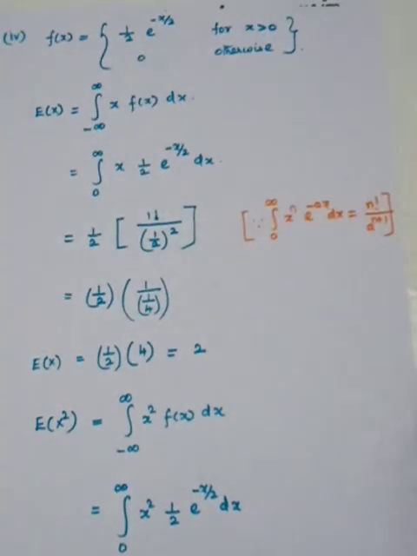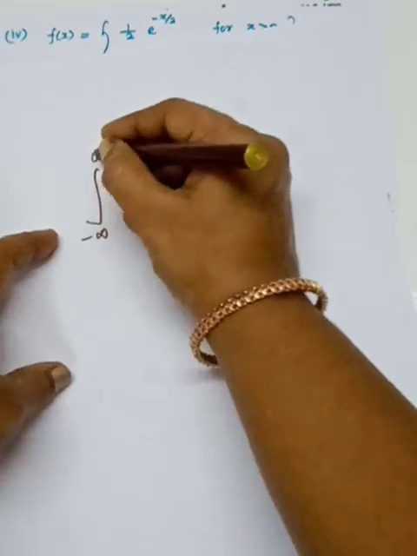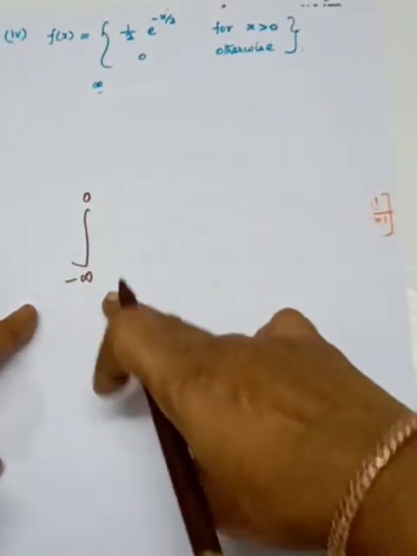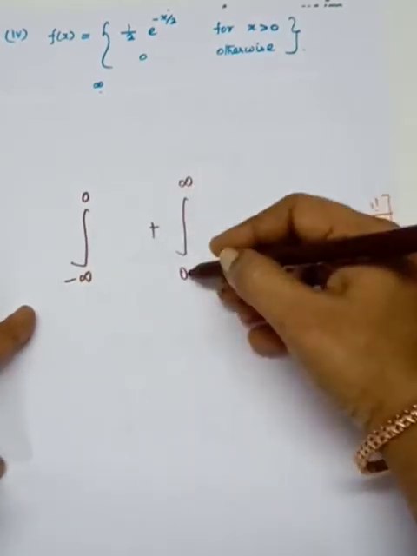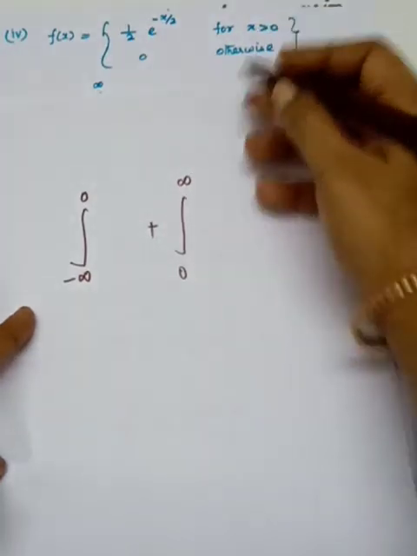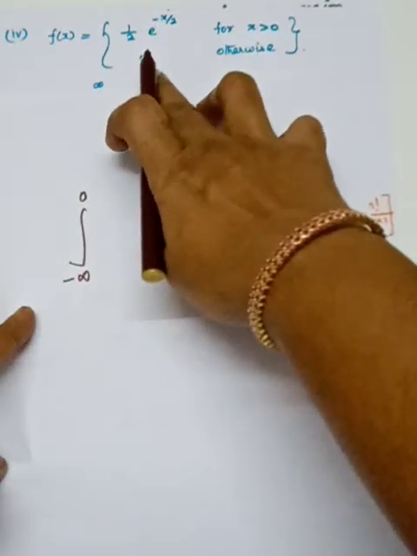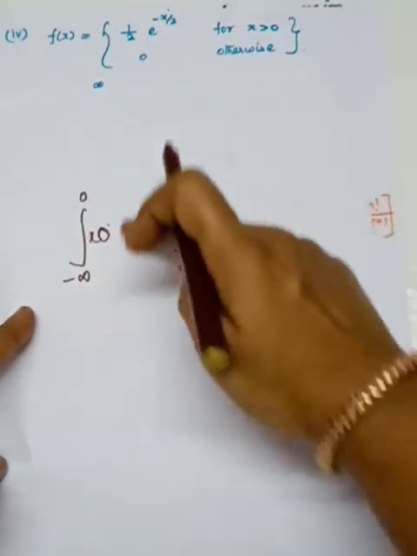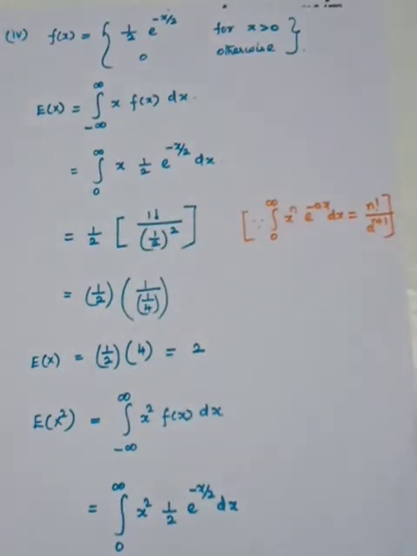If you split minus infinity to plus infinity, how will it be written? Minus infinity to 0. Why? X is greater than 0, so I have to stop at 0. So minus infinity to 0 plus 0 to infinity. X is greater than 0 means it is 0 to infinity only. Otherwise your f of x is 0. So therefore this term will become 0. So we'll consider only the interval 0 to infinity.